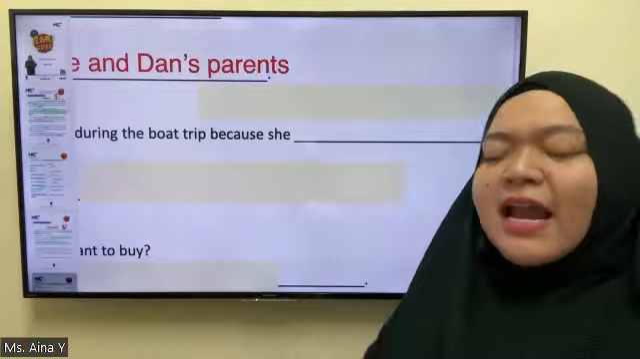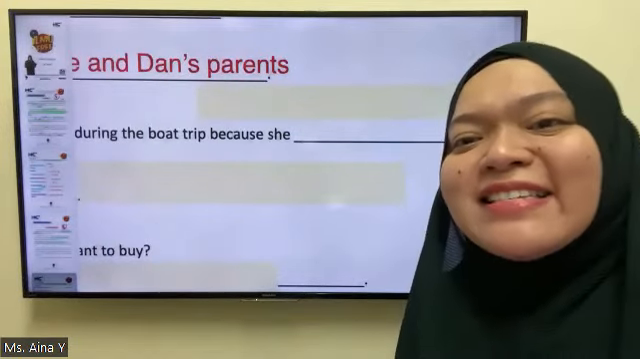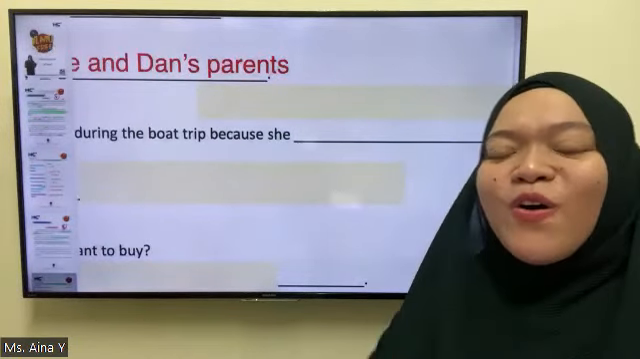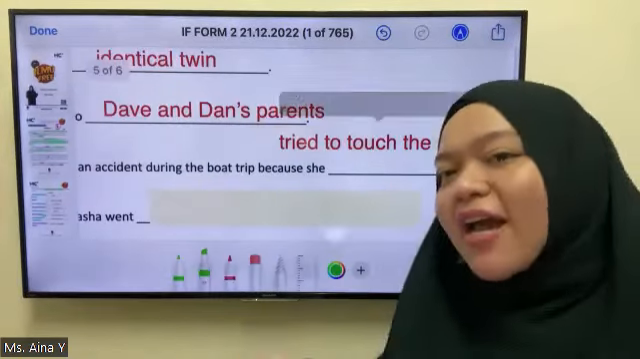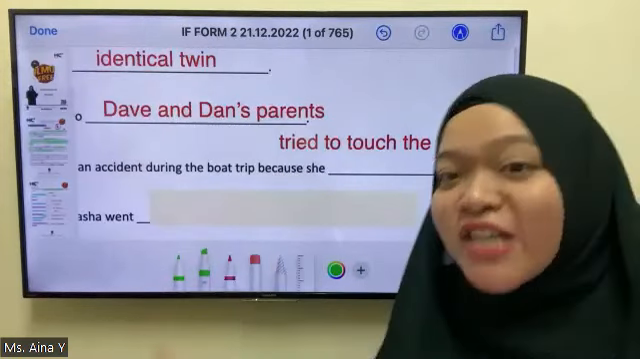Exactly. She was trying to touch the ducks.